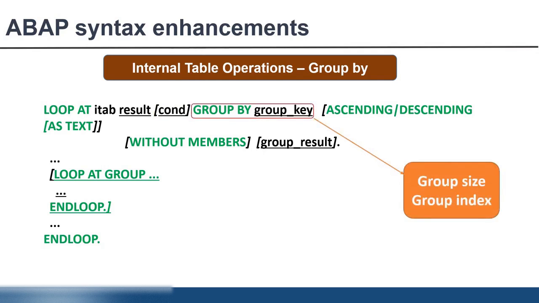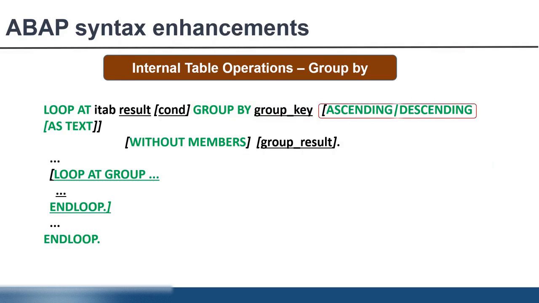In group key, there are two components, group size and group index. Group size will have the number of lines contained in the group for each loop. Group index will have the number of the group for each loop. Ascending or descending sorts the groups by the group key in ascending or descending order before the group loop is executed inside this loop.